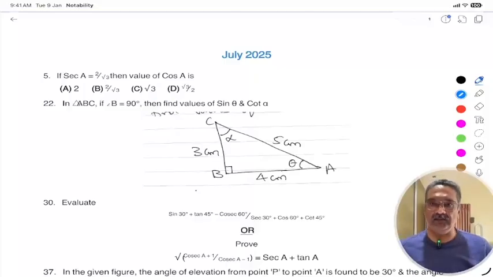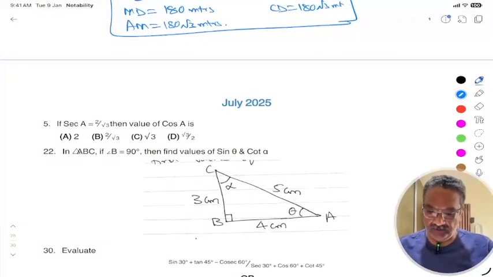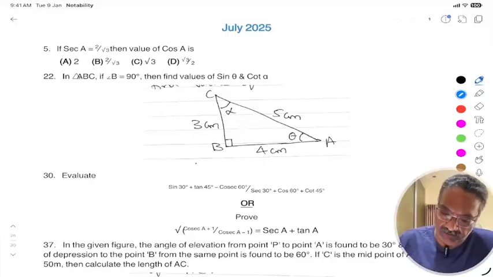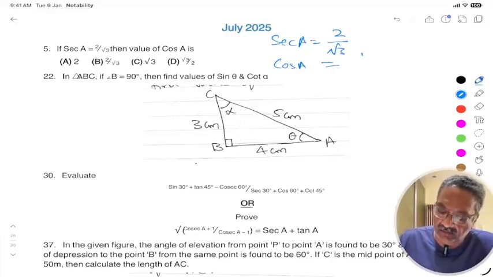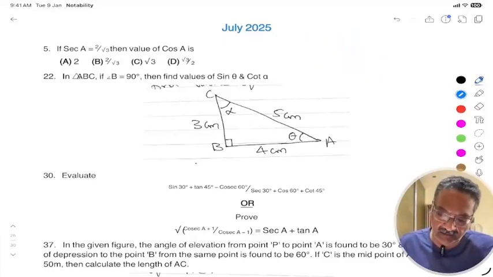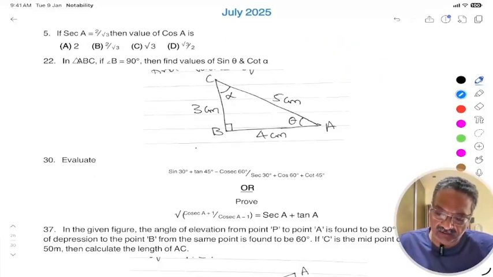Okay, now let's come to the July 2025 question paper. First question, if secant A is given to be 2 by root 3, they have asked for cos A. So we know cos A is equal to 1 by secant A. So this will be the reciprocal of this. So the answer is root 3 by 2. Okay, simple MCQ. Next, a very similar question. This tends to get repeated in almost every question paper.